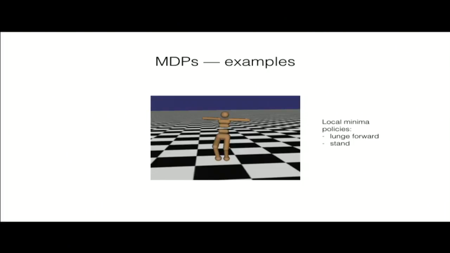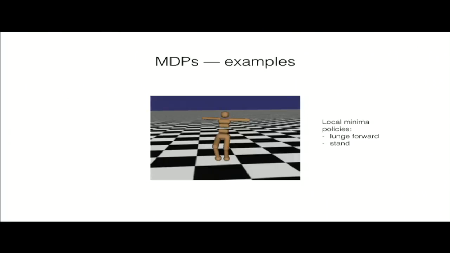But what happens in practice is that there are local minima in policy space. So what you want is an exploration method that won't get stuck in a local minimum in policy space.